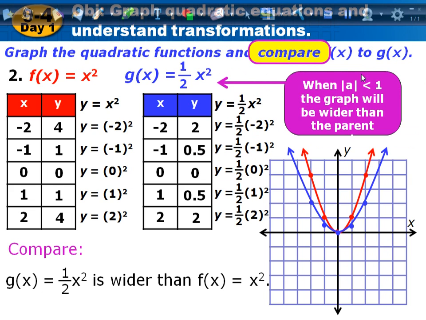And it says when the absolute value of a is less than 1, the graph will be wider than the parent. In other words, if there's a decimal or a fraction or any number between 0 and 1, then it's actually going to be wider.